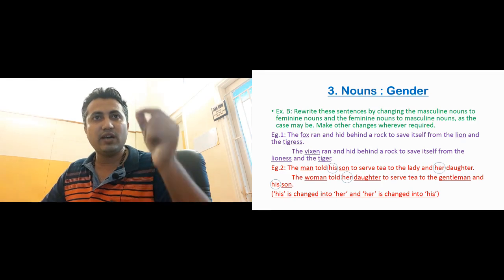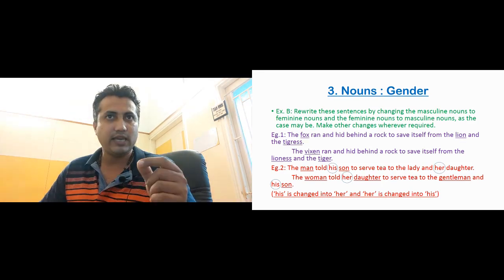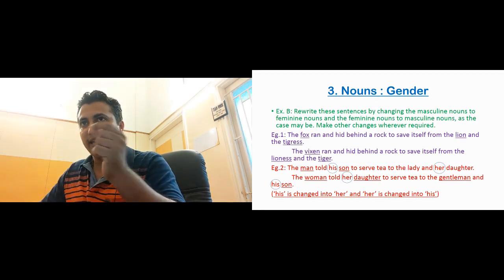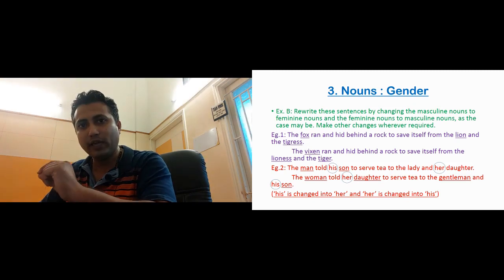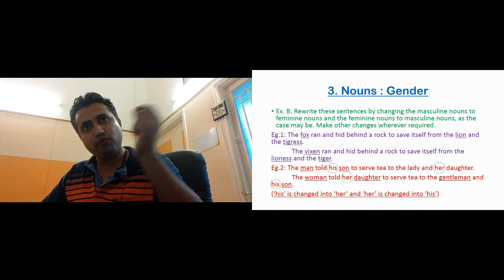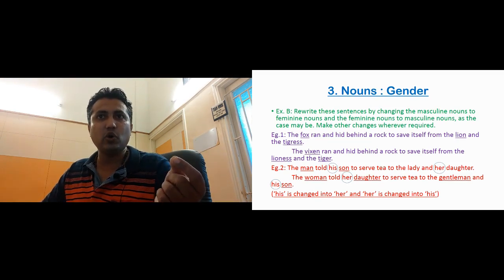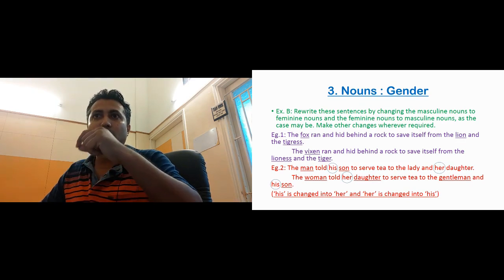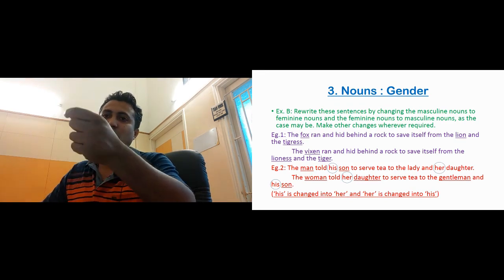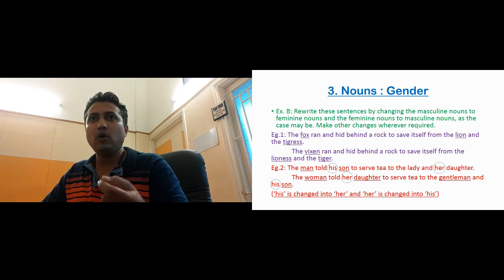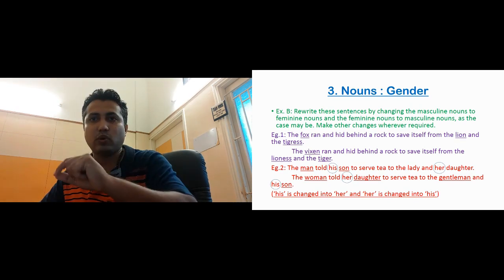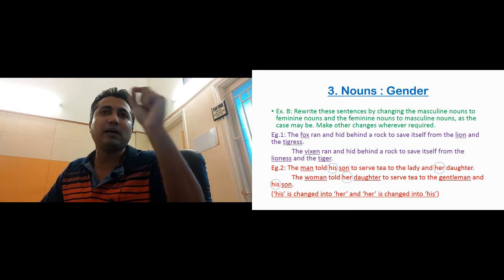Now let us go through the next solved example. The question sentence says, the man told his son to serve tea to the lady and her daughter. Here the nouns that we need to change are: man will be changed to woman, son will be changed to daughter, lady will be changed to gentleman, and daughter will be changed to son. Understand, students? These are the changes we have made from masculine to feminine or feminine to masculine, but accordingly we need to make some other changes also.